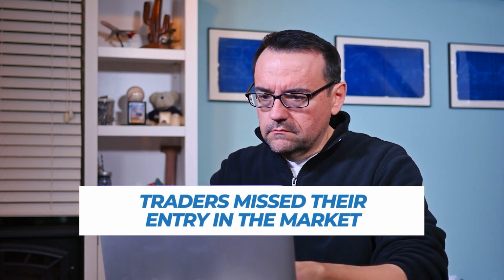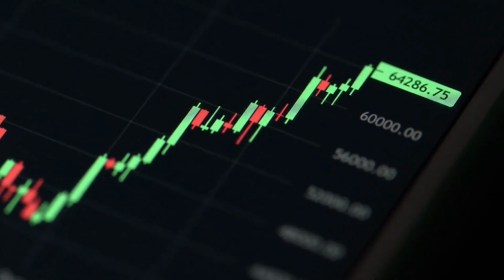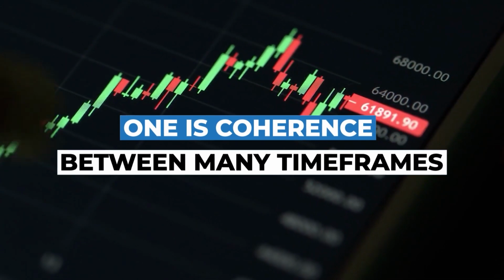Even knowing the long-term trend, so many traders mistime entering the market, costing them dearly. MTFX works as a preventative measure so that entries do not happen at an inopportune time. Instead, entries happen only when there's coherence between many timeframes.